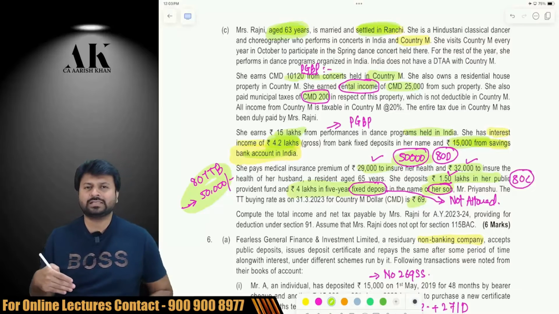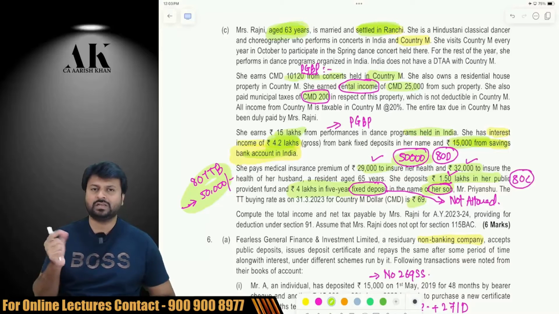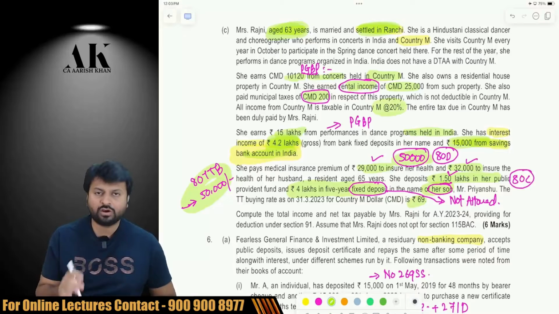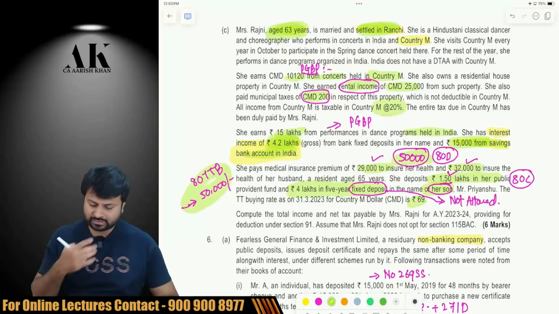After that, you have to compute the tax, and then compute the average rate in India, and then find out the doubly taxed income. Apply 20% or the average rate in India, whichever is lower, as a relief. Okay, it's a very, very simple question.